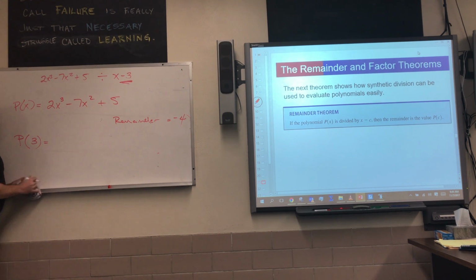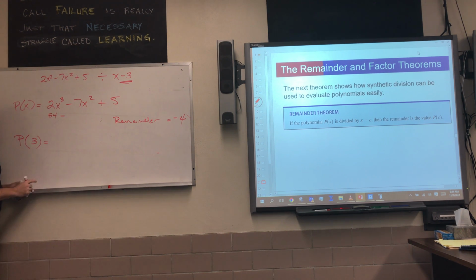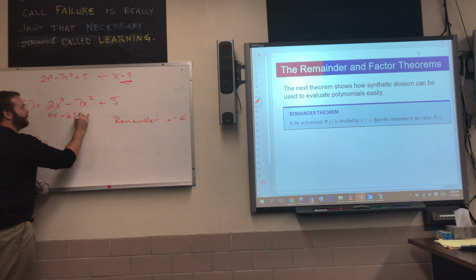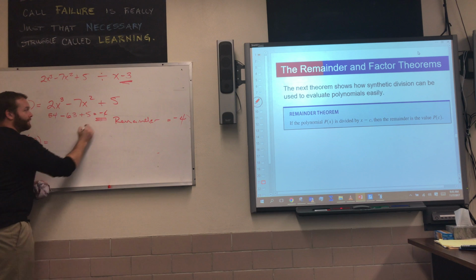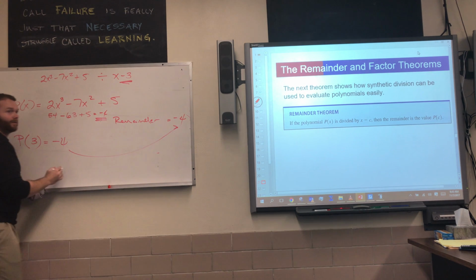Think about this. What's p of 3? 3 cubed is 27. 2 times 27 is 54, right? Minus, then, 3 squared is 9, times 7 would be, what, 63? So minus 63 plus 5. What's that give me? -4. That's p evaluated at 3 giving me -4. Is that the same thing as what my remainder was? Yeah.